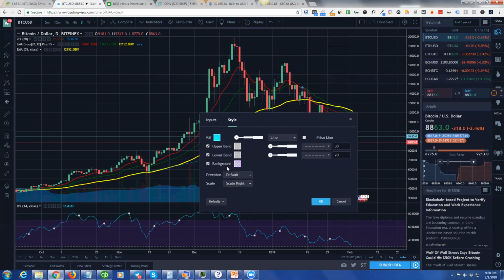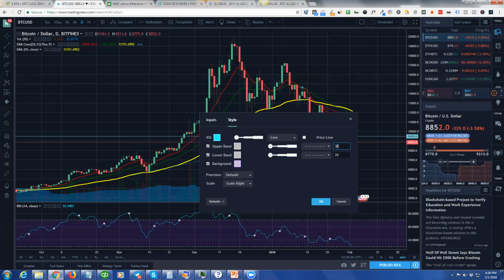And then what I do is my background within my area. So anything that's over 70, again, these are the lines here, I can set anything over 70 as the overbought zone. Everything under 30 is oversold.